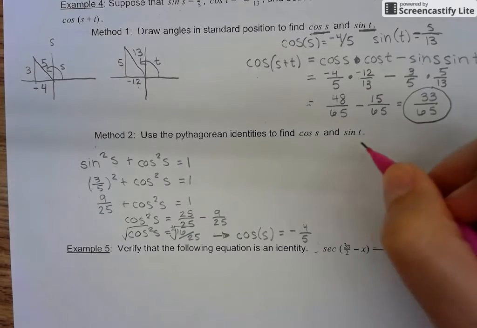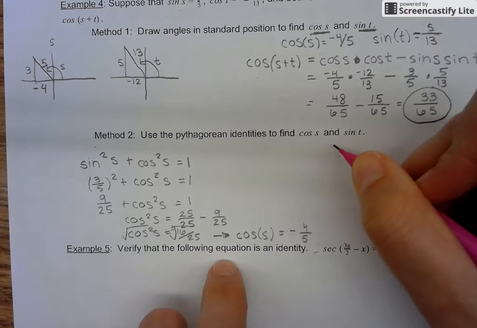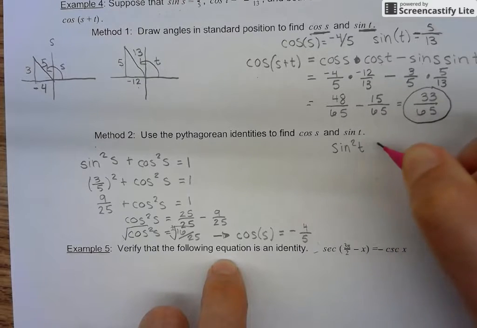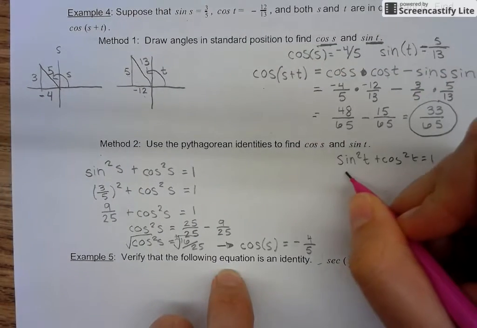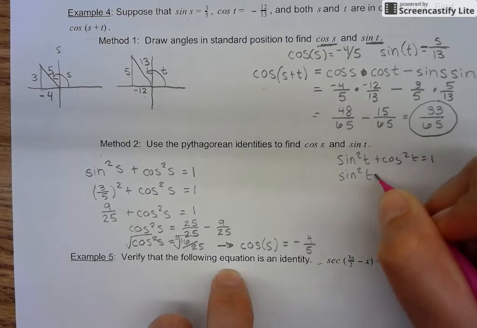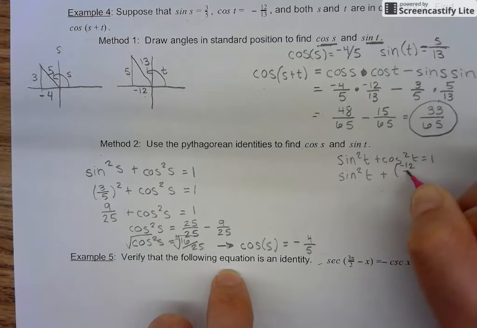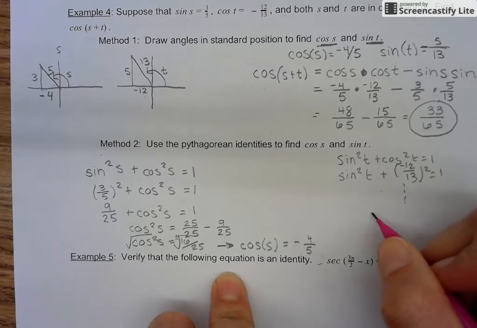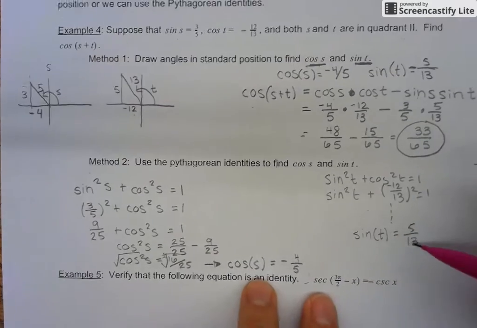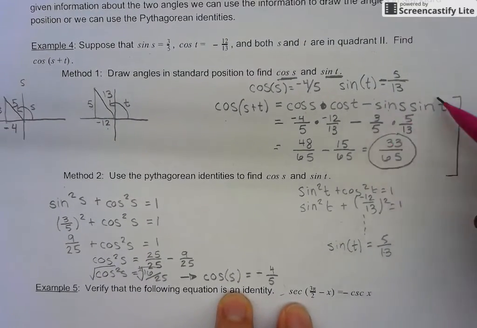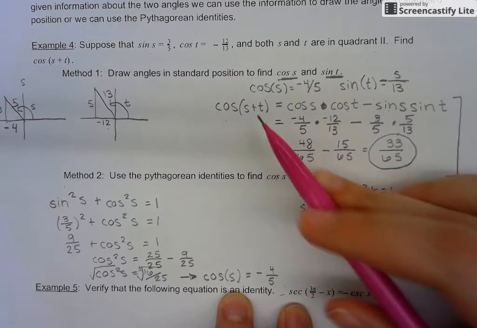I'm going to skip doing the same thing for t, but you could have done the same thing for t. You're still going to use sine squared t plus cosine squared t equals 1. This time you were given the cosine of t is negative 12/13, so you'd have said sine squared t plus negative 12/13 squared equals 1, and you would have carried on and eventually gotten that the sine of t is positive 5/13. So remember, sine is positive in the second quadrant. And again, with those two pieces of information, you would have done the same exact thing if you wanted the cosine of s plus t.